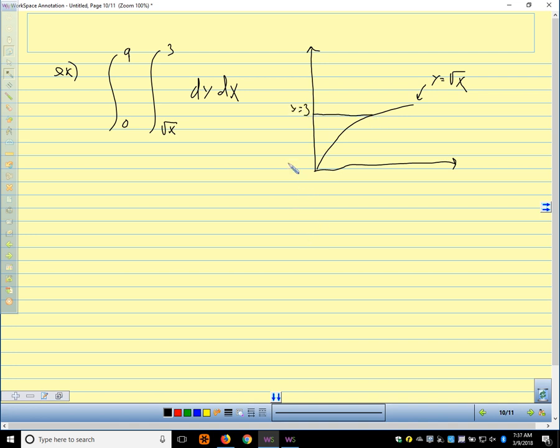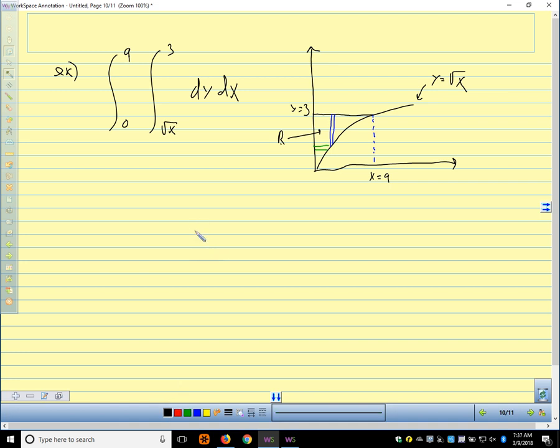So my region is here, and my rectangles are here. Y is going from the square root of x to 3, and x is going from 0 to 9. So we want to change the order of integration. So we're going to put our rectangles horizontally.